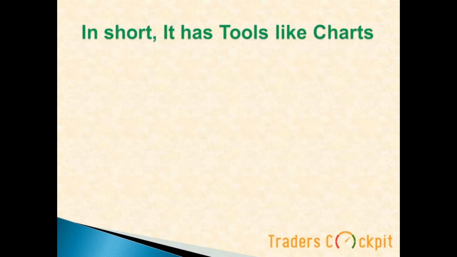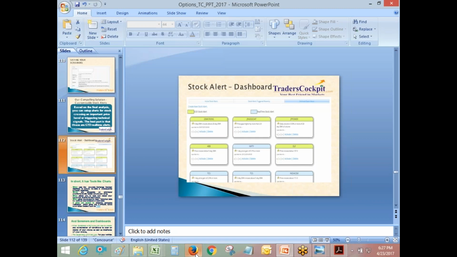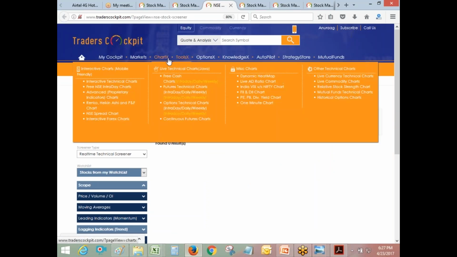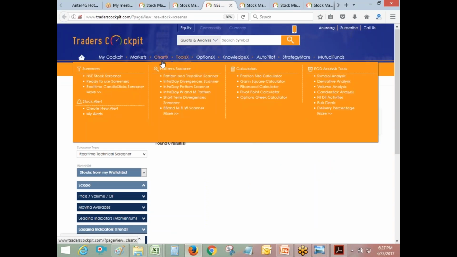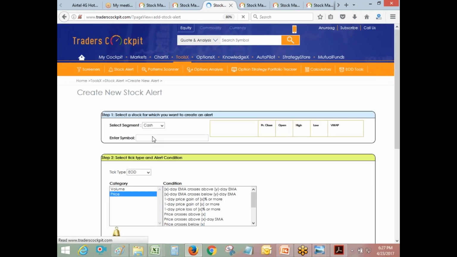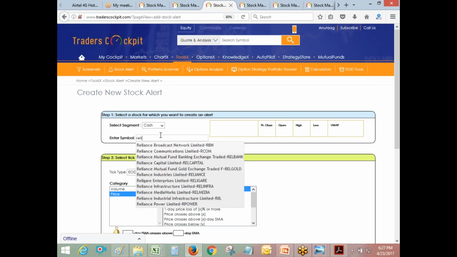So how do you set those alerts? Just go to the same stock, go to the chart, go to the toolbox. Inside the toolbox, see Create Alerts. So if I create alerts, it'll open the alerts window where I can, suppose, choose Reliance, say Reliance Industries.